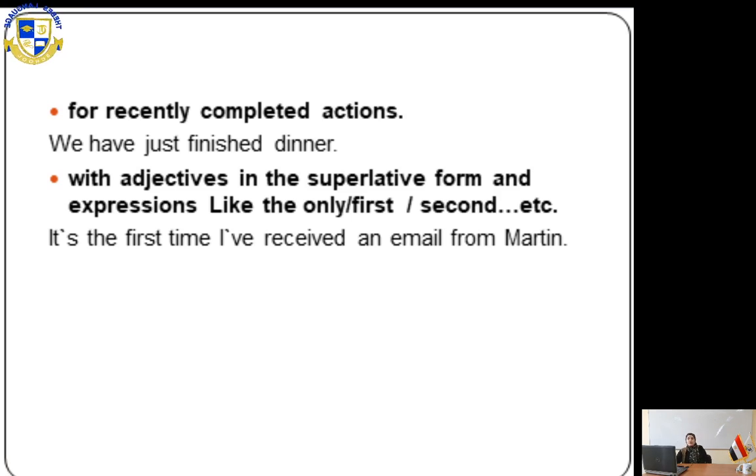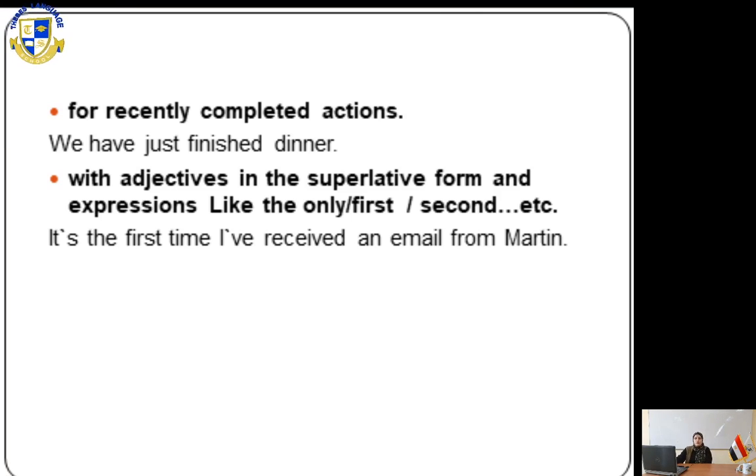New slide. Also, we use the present perfect simple for recently completed actions. We have just finished dinner. Something that we have just finished. We also use it with adjectives in the superlative form, like the best, the worst, and expressions like the only, the first, the second, the third. For example, it's the first time I have received an email from Martin.